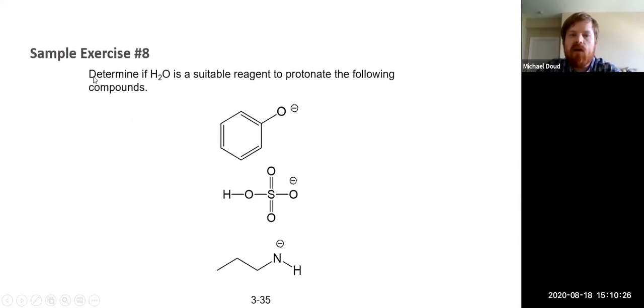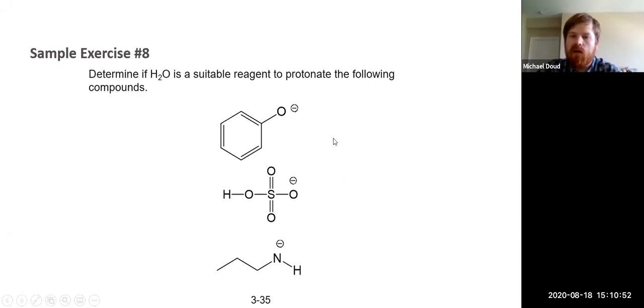All right, so given all of that, go ahead and figure out, is H2O a suitable reagent to protonate each of these compounds? Here we have phenoxide, then we have hydrogen sulfate, and then finally we have an amine anion, NH2 minus. So go ahead and ask yourself, is H2O suitable to protonate the following compounds? And make sure to use your pKa's to figure that out.